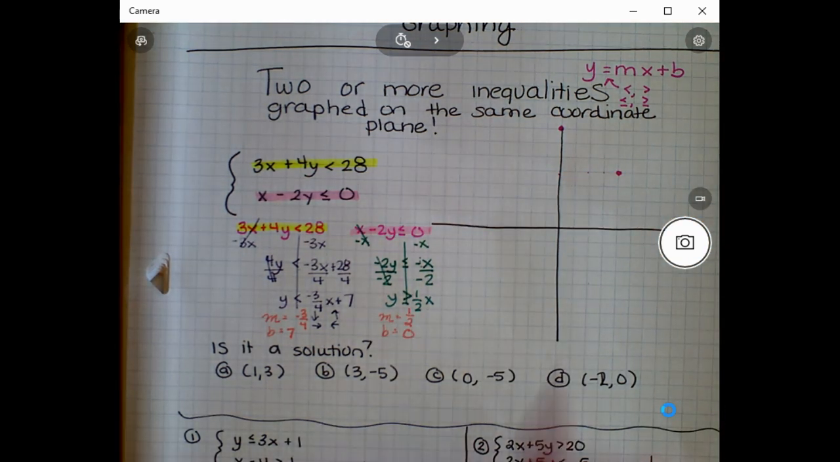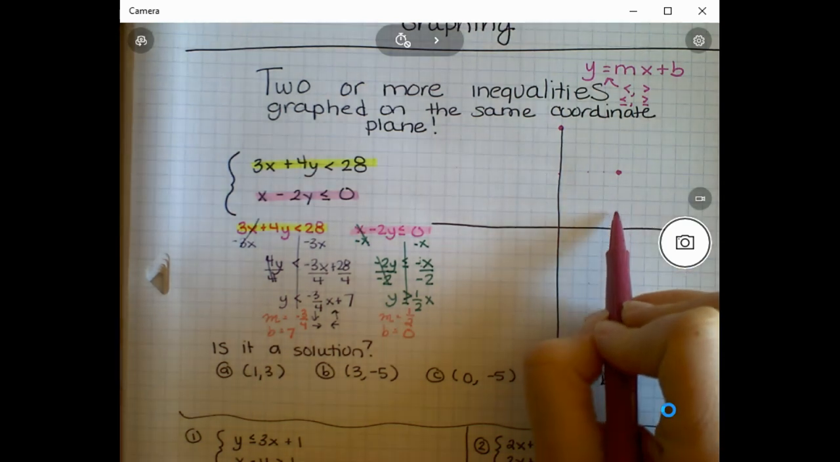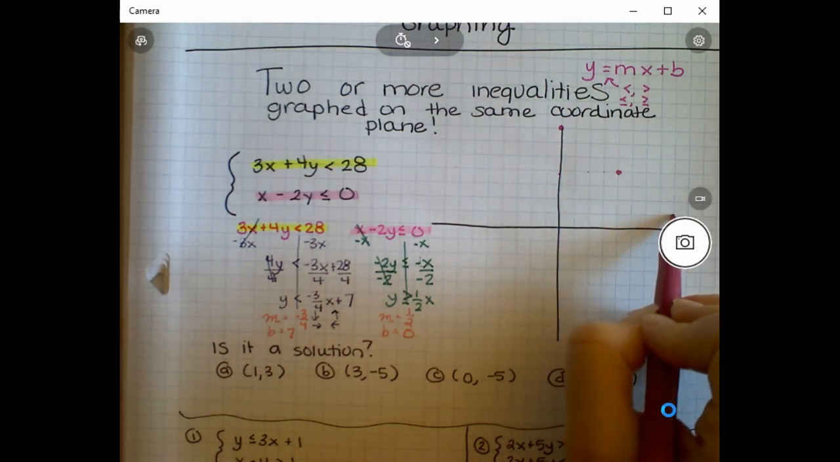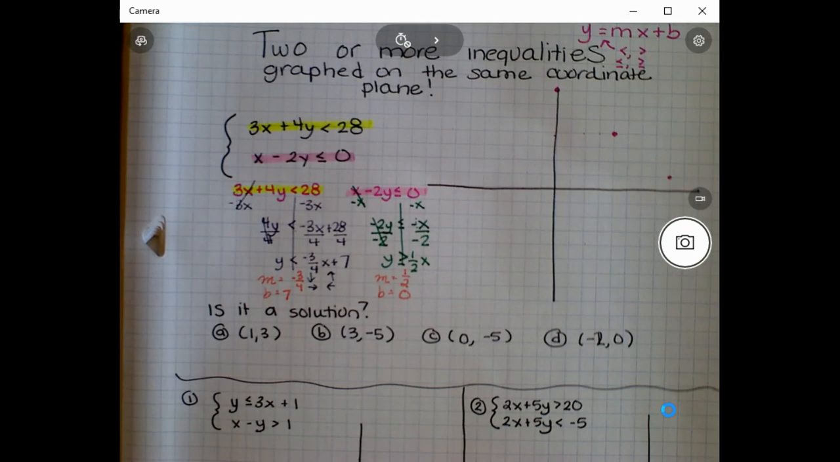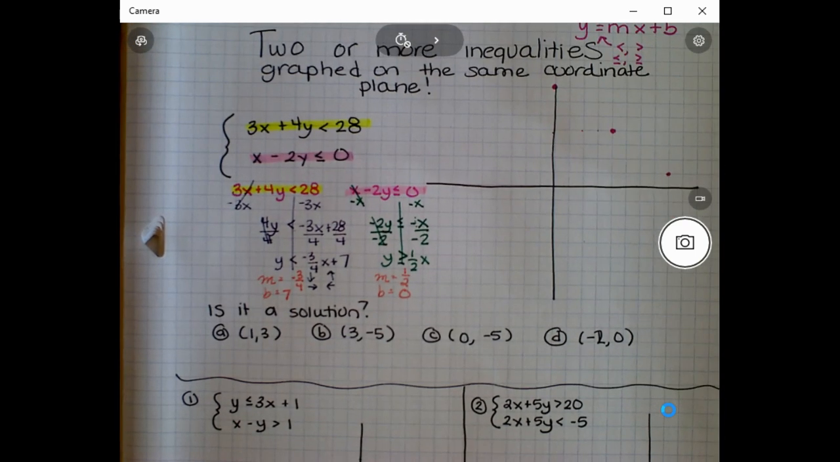All right, we could do that again if we wanted. Down 1, 2, 3, over 1, 2, 3, 4. All right, you only need 2 points to make a line, but hey. All right, and then we need to connect those.